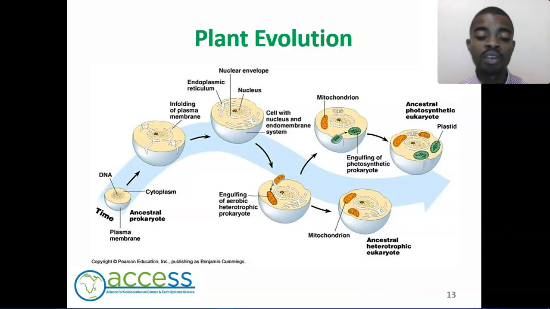smaller aerobic prokaryotes. So, looking at the image, the arrow is time from left to right, from the past towards the future, or more towards the present. And as you can see, there's a time where mitochondria and plastid are engulfed by the cell. Now, this gave rise to the first ancestry of photosynthetic eukaryotes. While underneath, since there was no mitochondria and plastid or chloroplast, this was the ancestral heterotrophic eukaryotes.